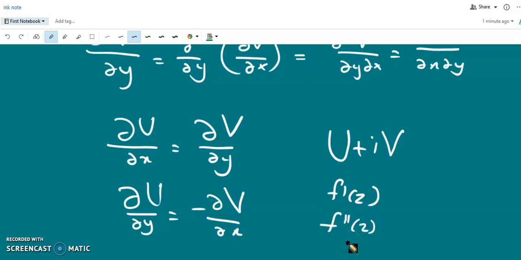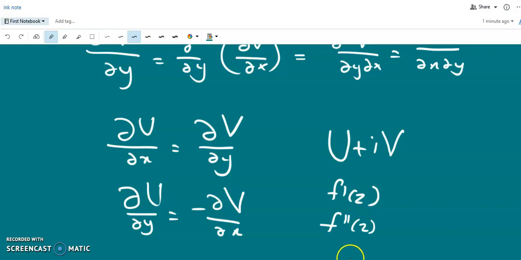So all the higher order derivatives of the analytic function are analytic. So an analytic function has derivatives of all order, or we can say that all the higher order derivatives of an analytic function are analytic.